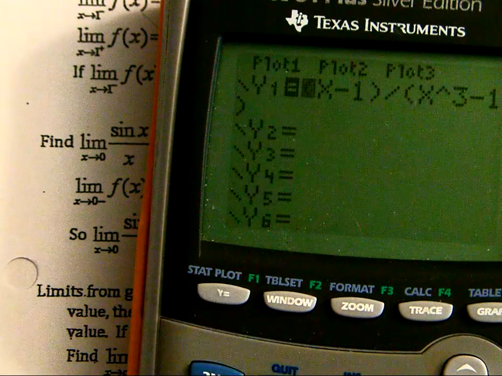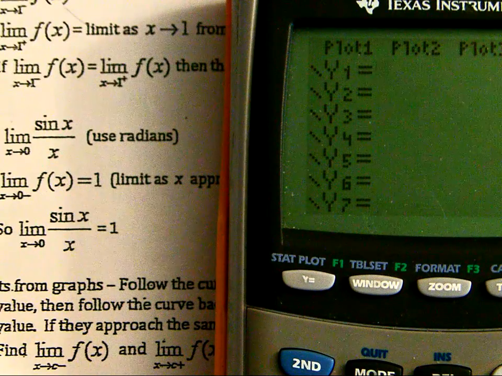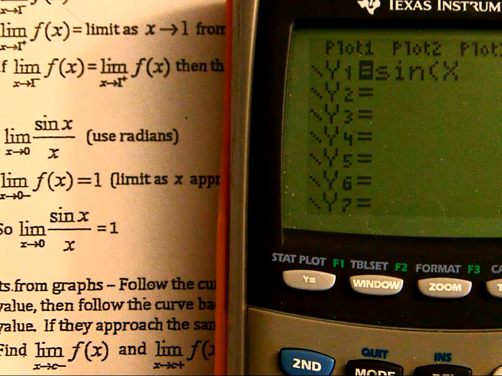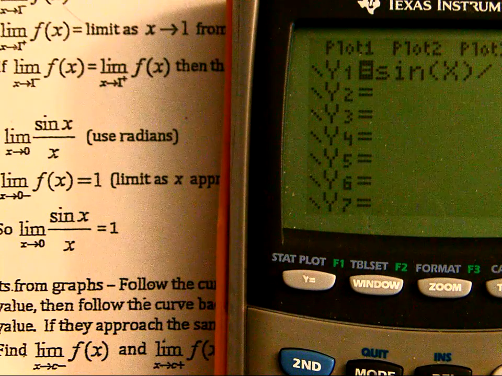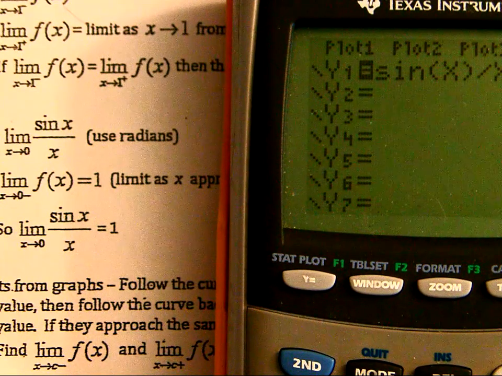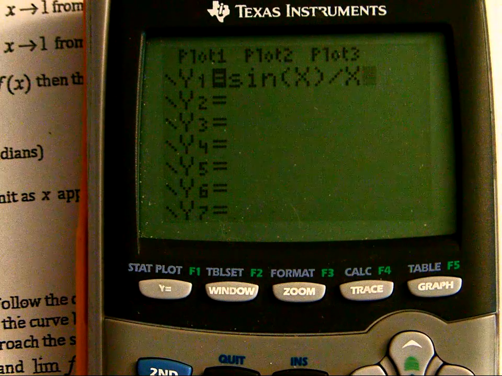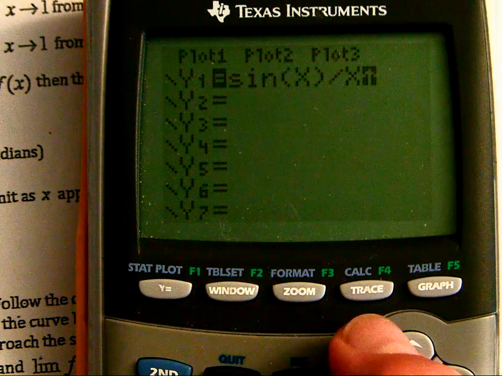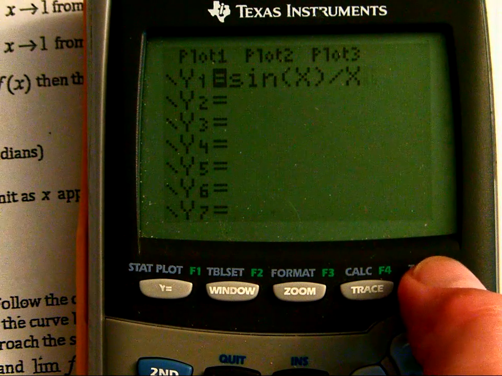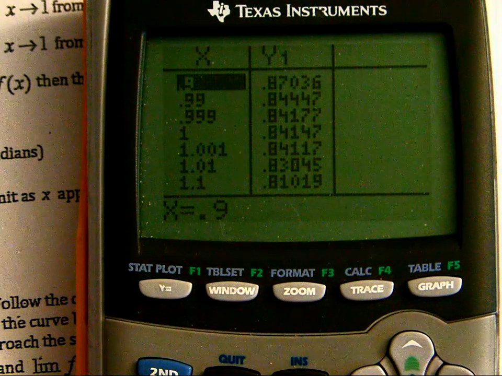Now go to y equals. I'm going to clear that old one off. Now we're going to put sine of x. So on the top, I'm going to put the sine of x, close that parenthesis, divided by, and on the bottom, I put an x. So we enter that function in our calculator. Now go to second table. Again, the table is up there. Second table.